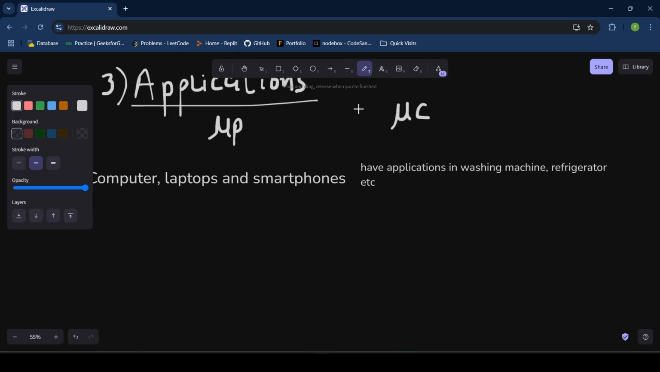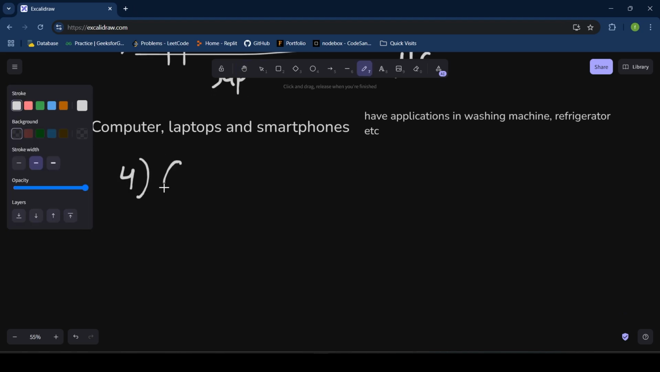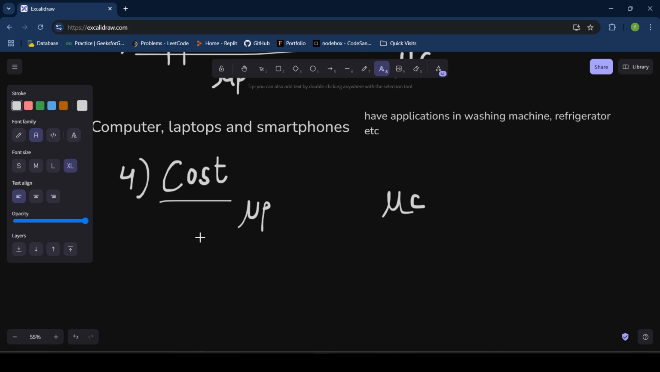Now the next difference between them would be of cost. So as microprocessors have external component requirements, obviously their cost would be more. Whereas microcontrollers are cost effective as all the components are integrated on it.